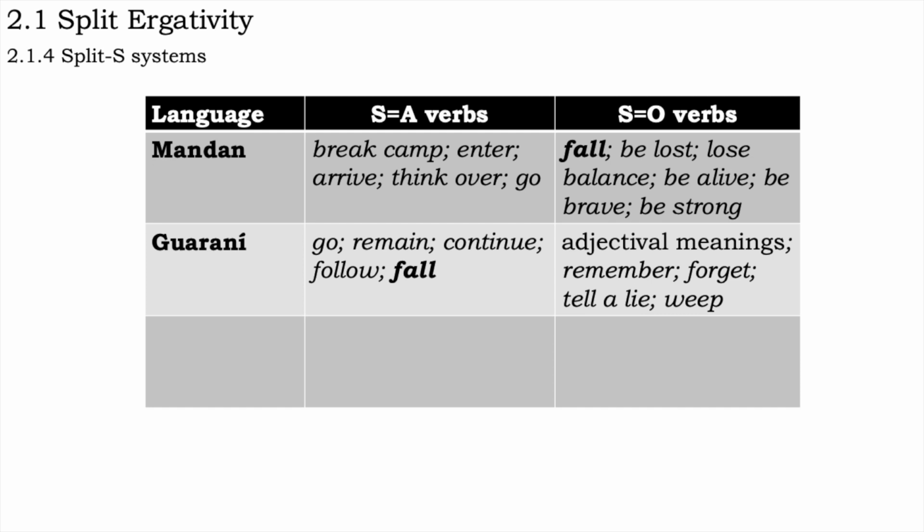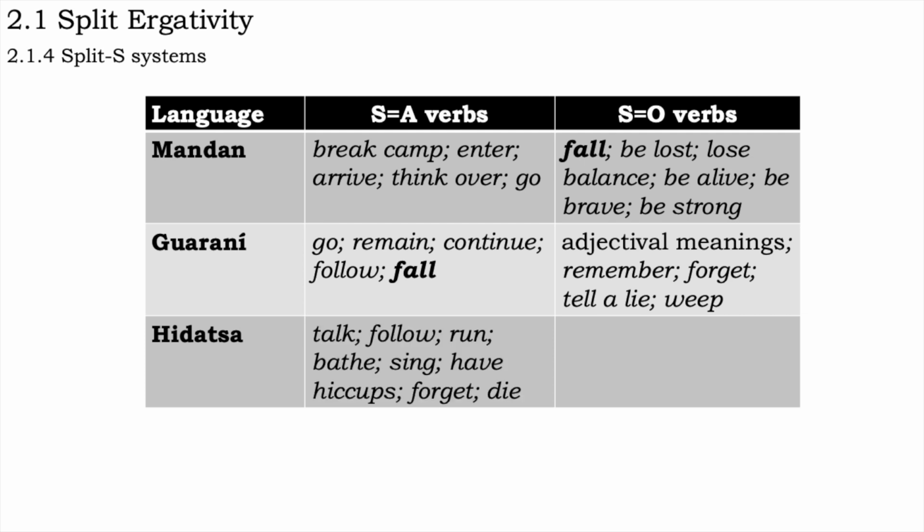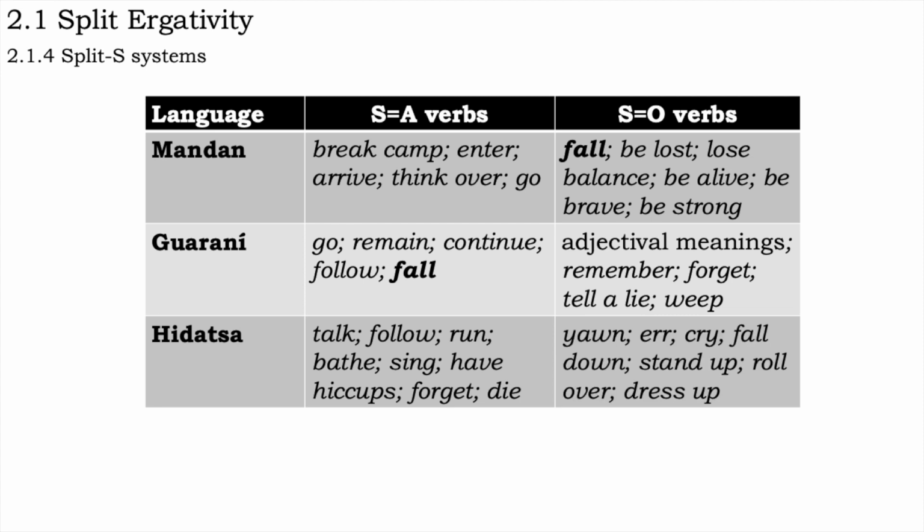For the Siouan language Hidatsa, the two classes are not quite as distinct as in the 2 previous examples. S equals A includes talk, follow, run, bathe, and sing, but also have hiccups, forget, and die, whereas S equals O includes yawn, err, cry, fall down, but also stand up, roll over, and dress up.